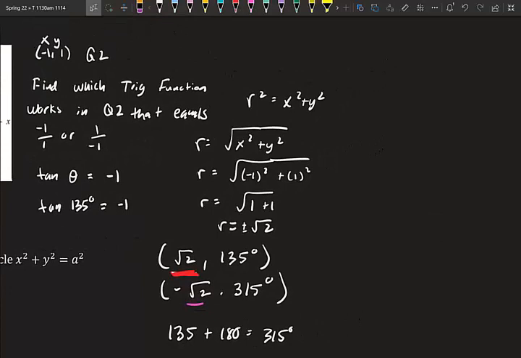So, first things first, find what quadrant you're working in. Find the tangent function that works for the value you have. So -1, that's tangent 135, because it has to be the same over the same, but one of them has to be negative. And we're working in Q2 because that's where the point is. We find our radius by doing x squared plus y squared and the square root of that. So we get the square root of 2. Then your first one exactly goes with your theta that you found of 135, and for your second one, you add 180 to your value.